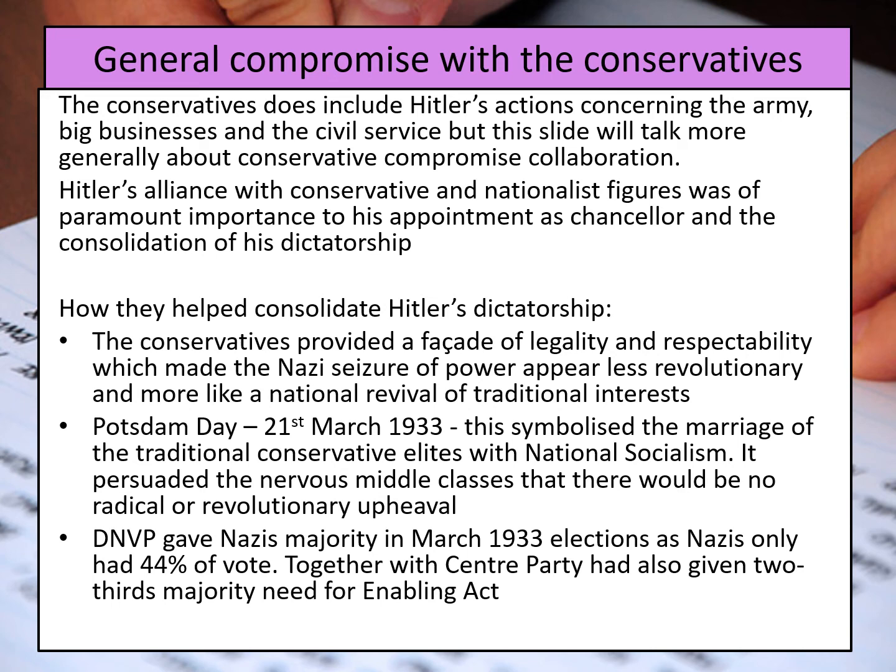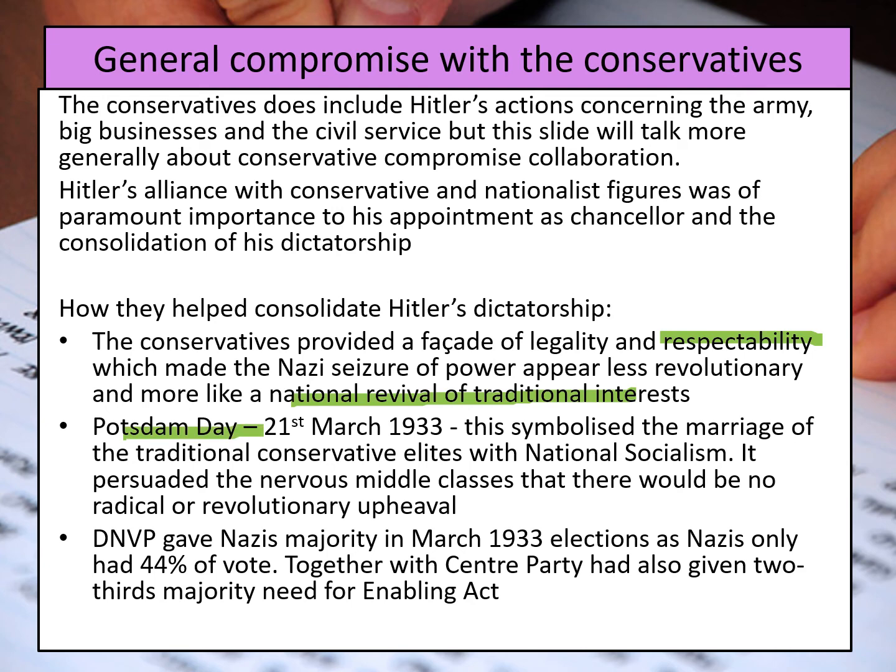And the Conservatives do some really important things that help Hitler establish his dictatorship. We'll think more specifically about what they each do on the next few slides, but these points here are really important to understand, to think about generally how the Conservatives compromised. So first of all, the Conservatives provided an aspect of appearing respectable for the Nazis, and made the Nazi seizure of power and dictatorship appear less revolutionary and more like a national revival of traditional interests. We also have events like Potsdam Day, which occurred a couple of days before the Enabling Act.